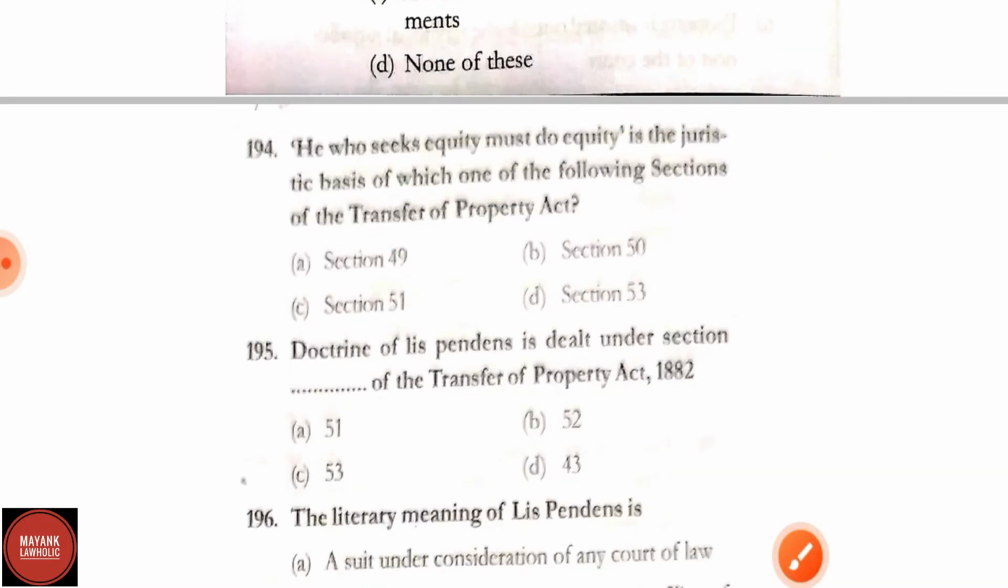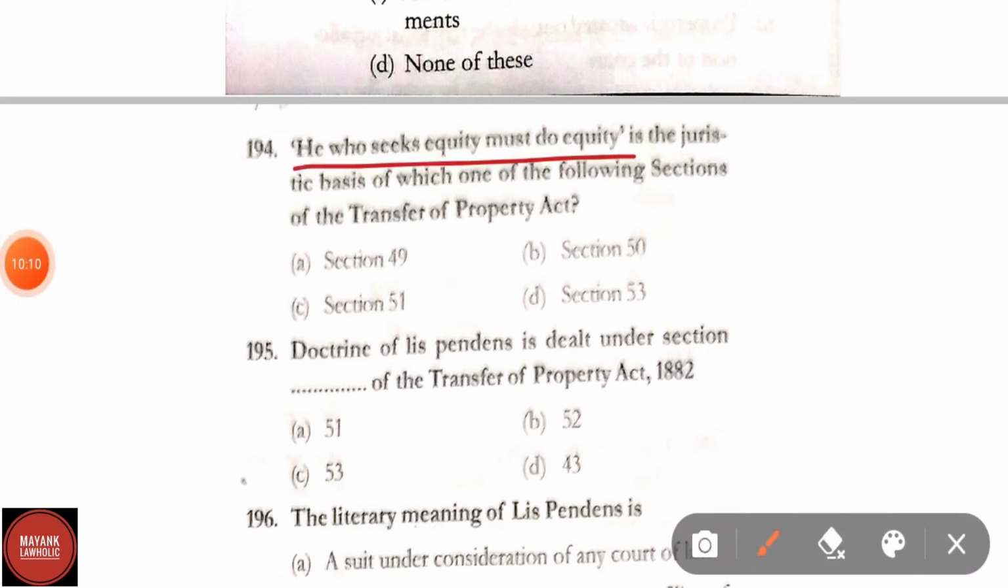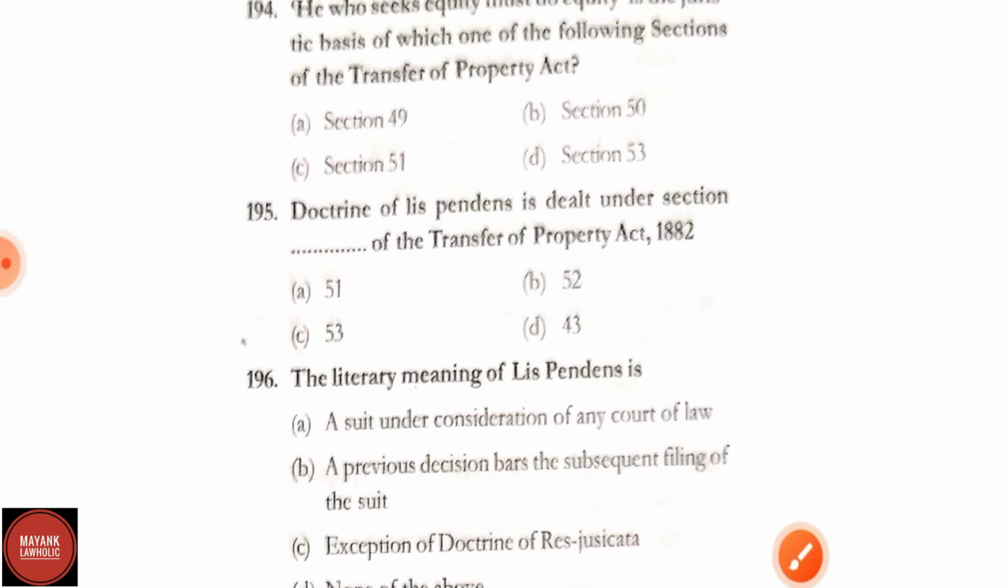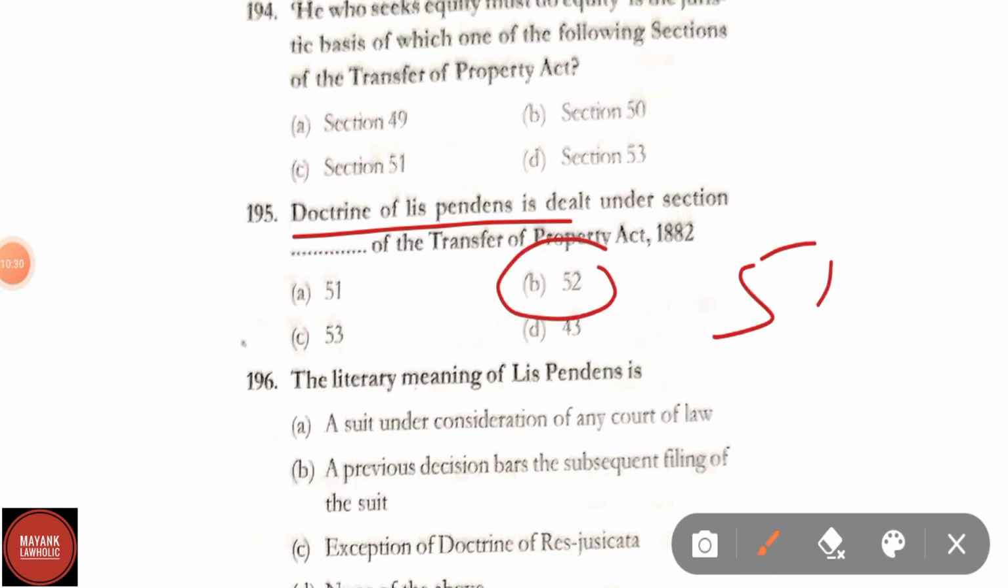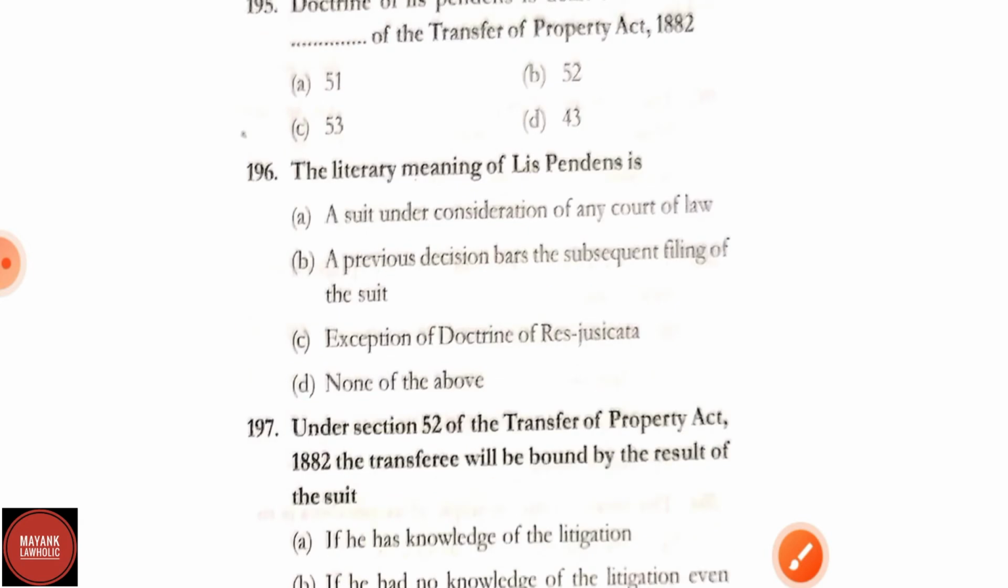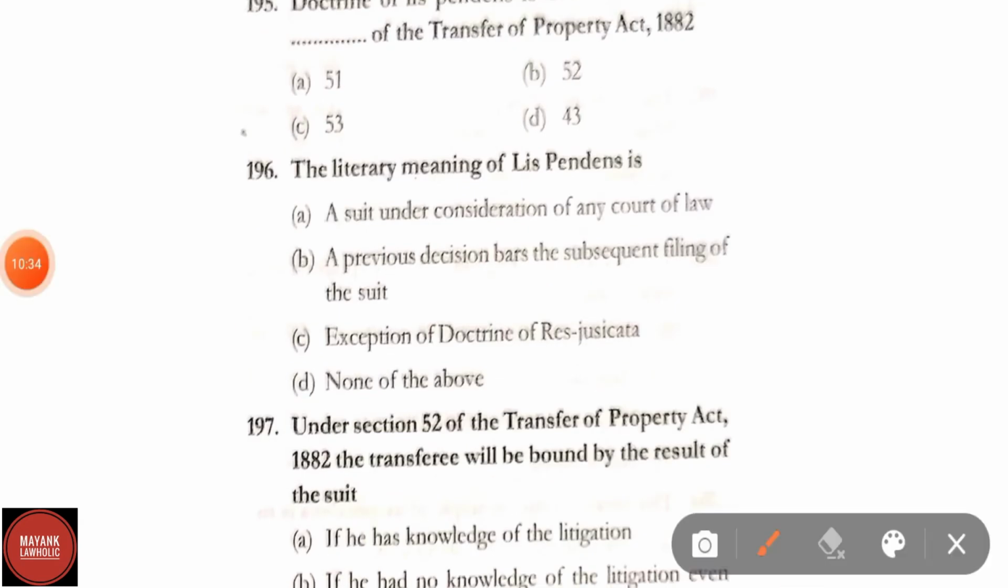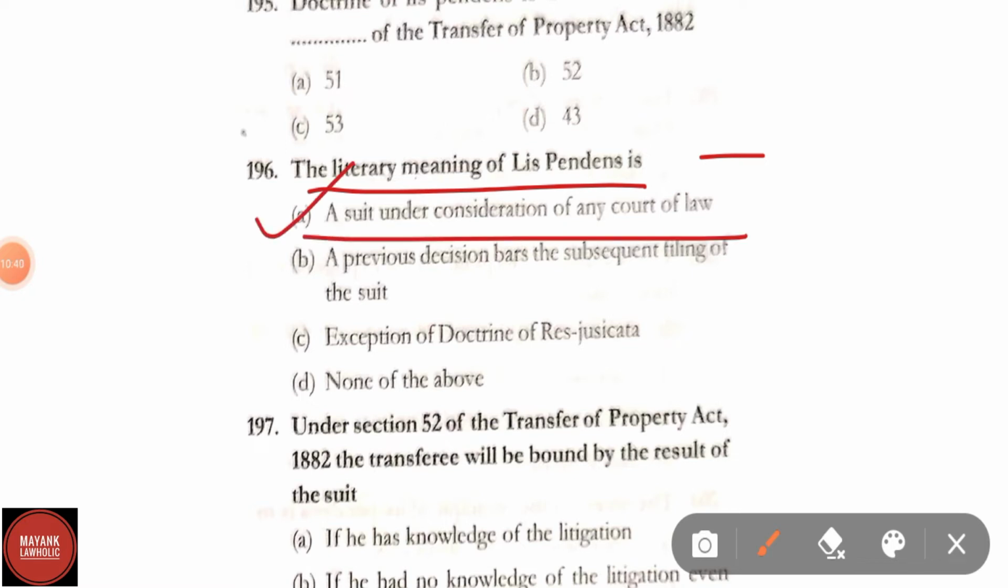Question number 194. He who seeks equity must do equity. The juristic basis of which of the following sections of TPA? Correct answer is section 51. Question number 195. Doctrine of lis pendens is dealt with under section dash of TPA. Correct answer is section 52. Doctrine of lis pendens. Question number 196. The literal meaning of lis pendens is a suit under consideration of any court of law. A is the right answer.